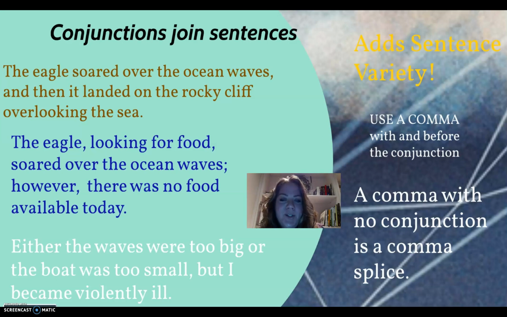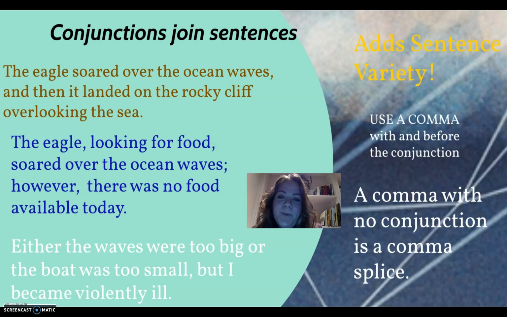When I am joining two sentences, two independent clauses, with a conjunction, I need to use a comma. If I use a comma to join these two sentences and I don't use the conjunction, I have a comma splice. Think of a comma splice as splicing the sentence incorrectly. A comma is not strong enough to stand alone as a period. So if you add a conjunction, that makes the comma strong enough to separate those two sentences.